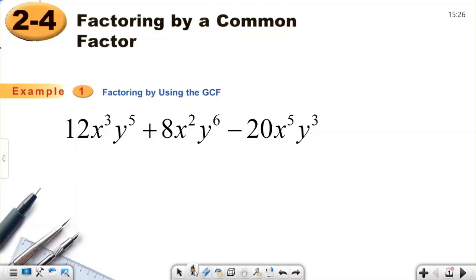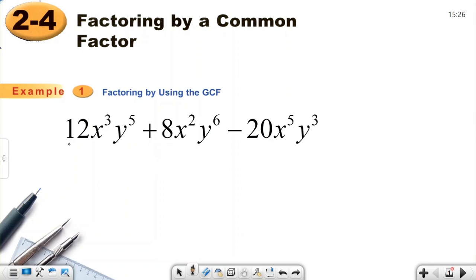In this video, we are going to factorize algebraic expressions by common factor. So the first example is about using the greatest common factor. I made a video for 8th grade, so you can check the details there. I'm going to solve one example for you.